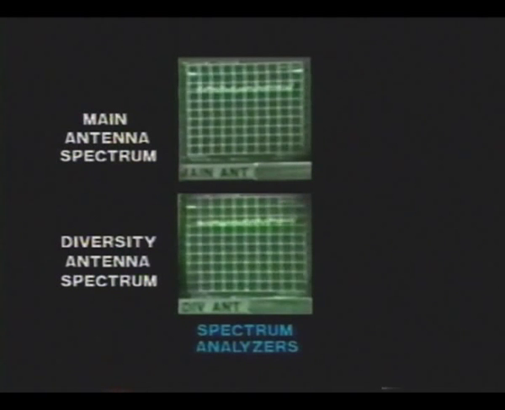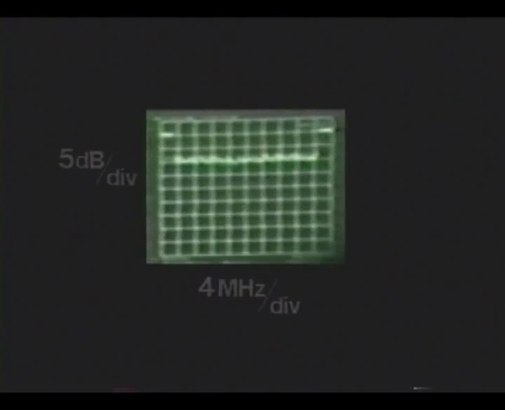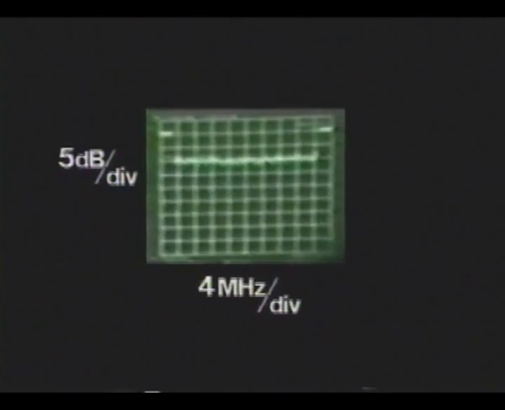The upper display shows the spectrum from the main antenna, and the lower display shows the spectrum from the diversity antenna. The spectrum analyzers are operated in the normalized mode, displaying a straight line under non-dispersive conditions. The use of normalization allows a clear view of channel characteristics during flat or dispersive fading events.